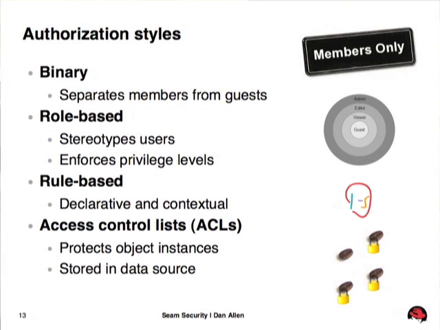A unique aspect of Seam's authorization is its rule-based authorization. It allows you to have declarative rules, so you take all that spaghetti business logic out of your Java and put it into nicely written rules that are declarative in nature, but also contextual. So you can check, what is the current state of the application? Do you have a company that's associated with you? What are the properties on the particular object you're trying to view?